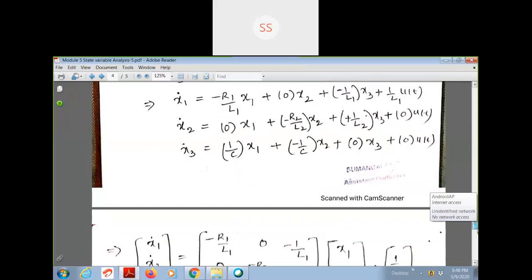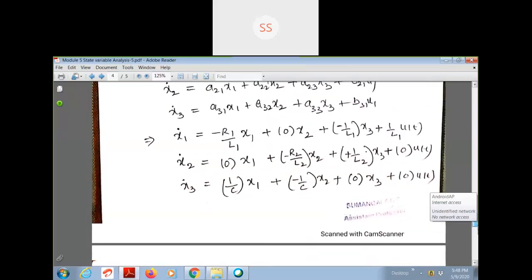Once our state equations are ready in their standard form, we will write the matrix form. So now this is a 3 cross 1 matrix.